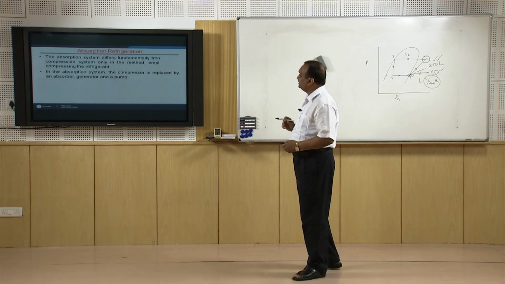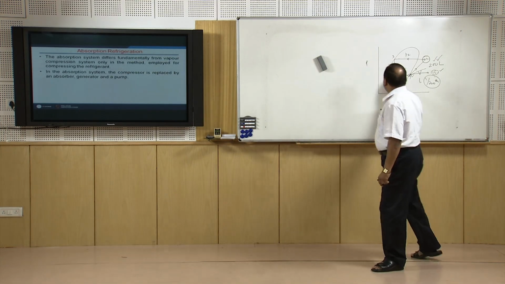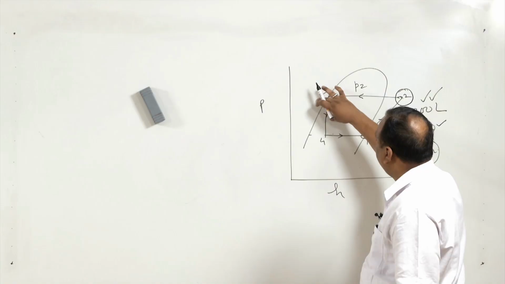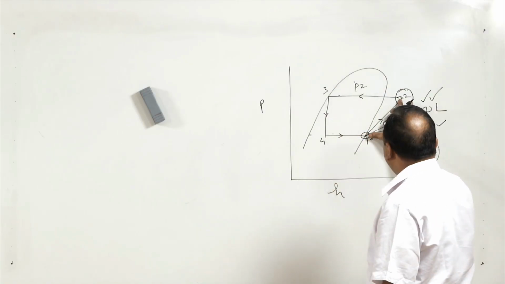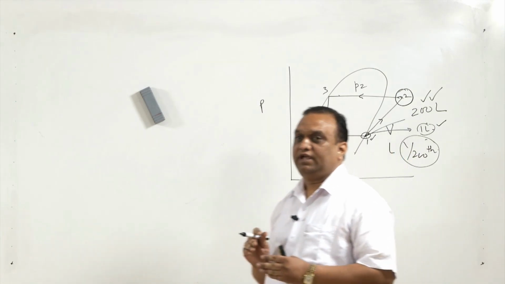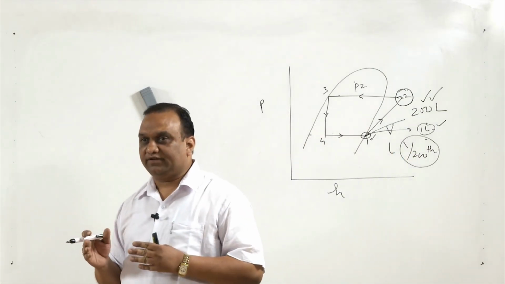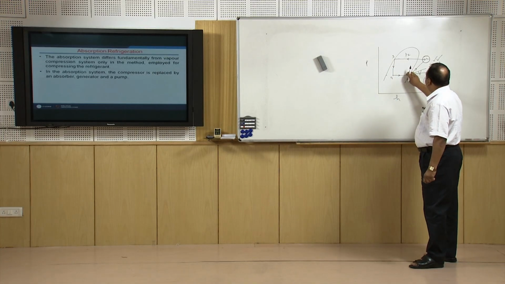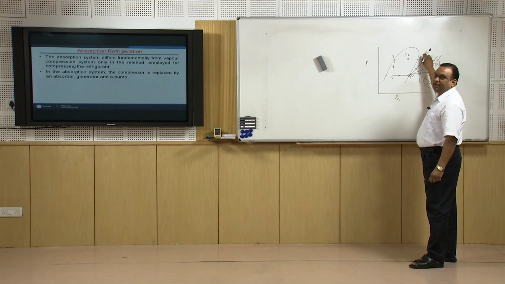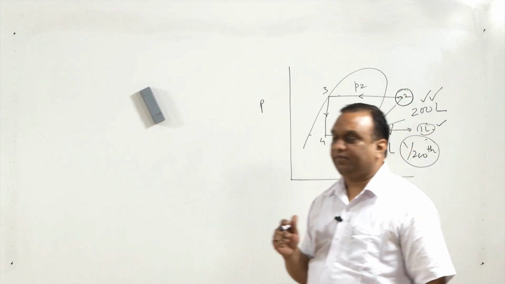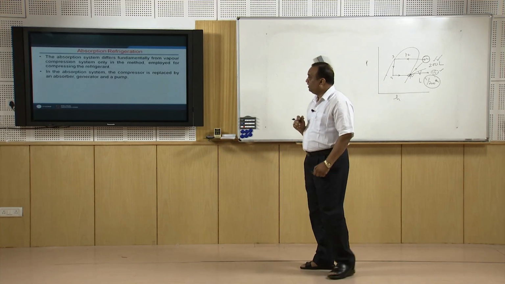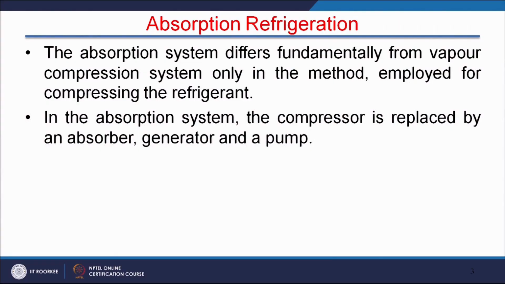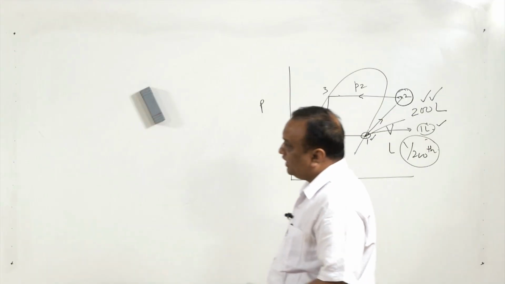In absorption refrigeration system, all the processes are the same. They have condensers, expansion valves, and evaporators. Only this part, compression of vapor, instead of increasing pressure of the vapor in a compressor, the vapor is absorbed in an absorber. Then this mixture is pumped to the high pressure, and here again the heating is done and vapors are liberated. So in the absorption system, the compressor is replaced by an absorber, generator and pump. Where the vapors are generated, it is known as generator. I will define them one by one.